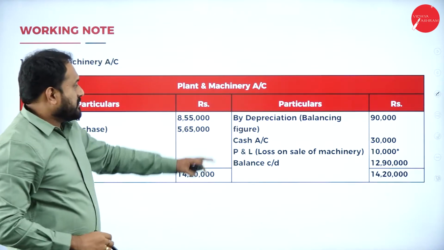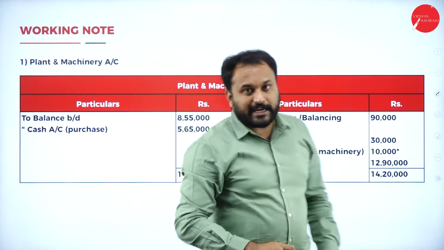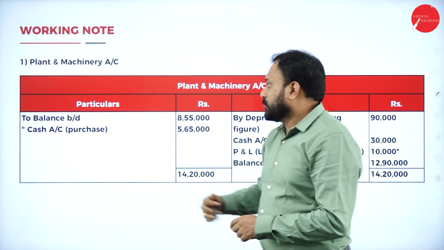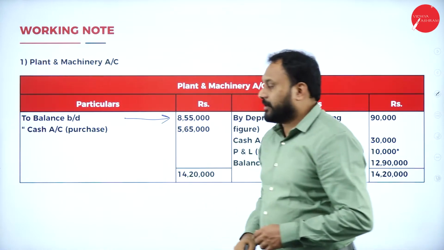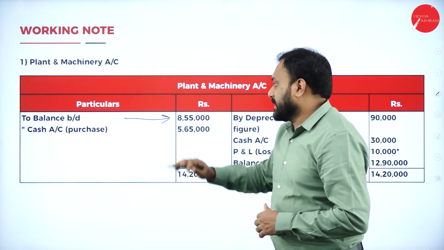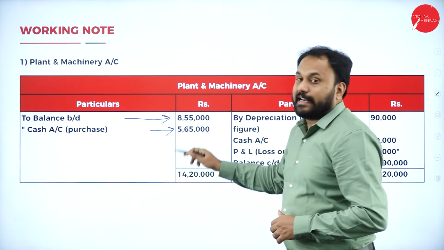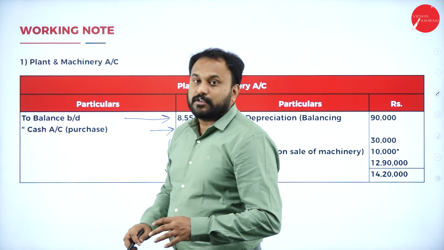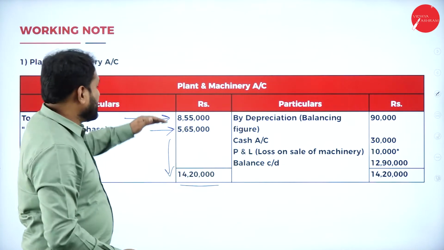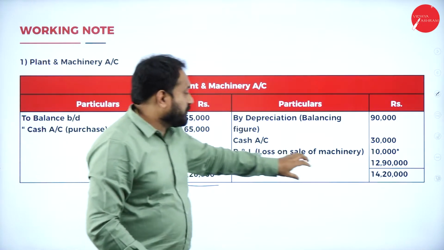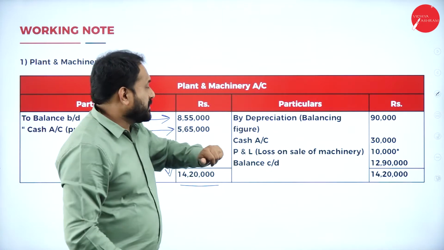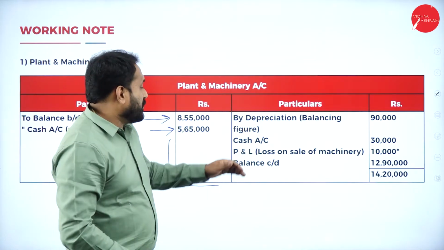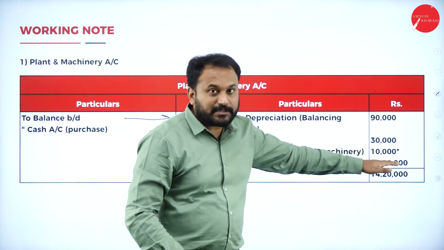So here, see, I have shown you the working note itself. What we did there, the same thing is there. To balance brought down is how much? 8,55,000. Then to cash account, purchase is how much? 5,65,000. You add this, you will get 14,20,000. So when you are going with this year's opening, the closing is what? 12,90,000. Then what is that? Cash we got is 30,000 because we have sold the product. And what is the loss? The loss is 10,000.